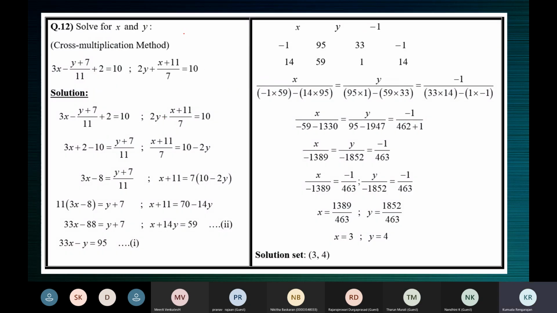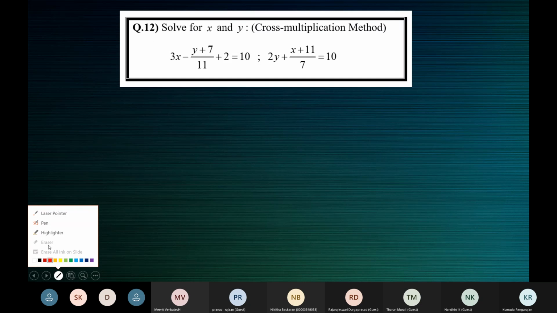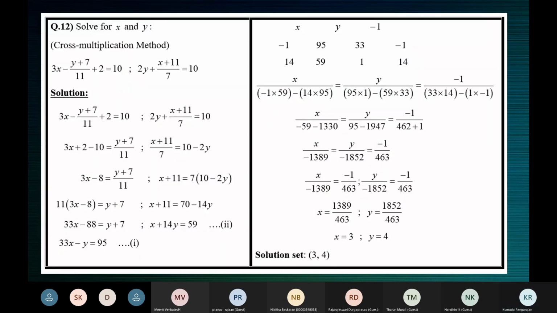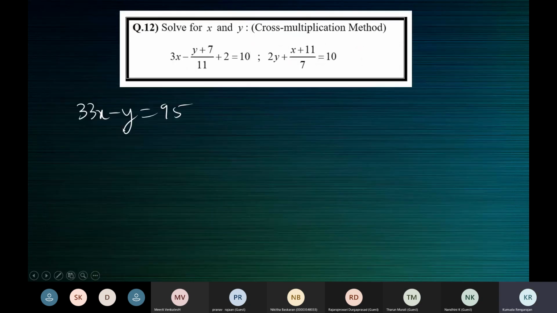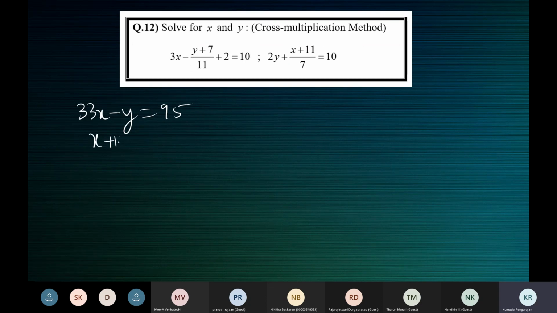How to write the headings? What is the equation? 33x minus y is equal to 95. And x plus 14y is equal to 59. Children, tell me, what should I take the headings as? xy1 or xy minus 1 for this?